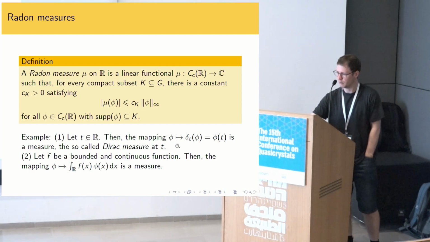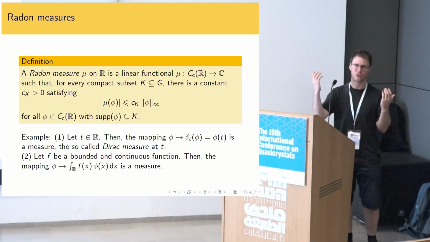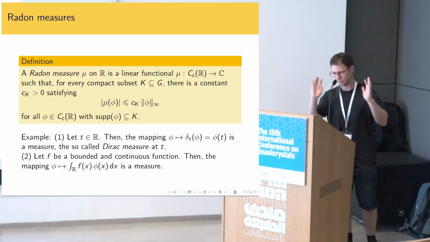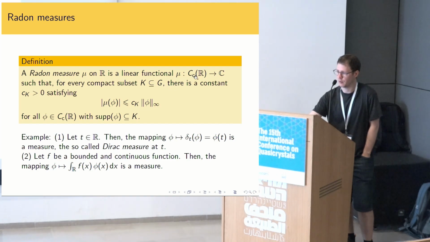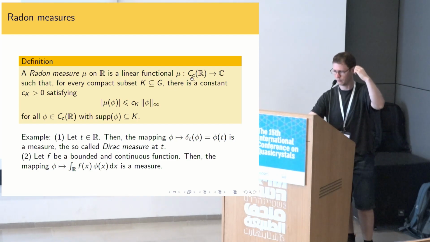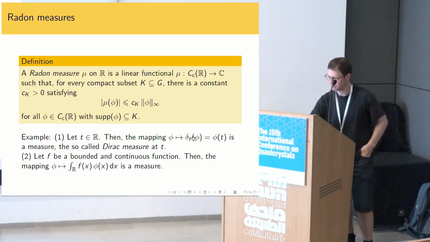So, one easy example. If t is just a real number, then we can take this delta t. What does it do? It takes the function phi and evaluates it at t. Now you can say, wait, this is just the Dirac distribution that I know. Yeah. The only difference is that I use different test functions. Here I take continuous functions with compact support, and for distributions they would usually be differentiable. But for all functions which are continuous, compactly supported and differentiable, this Dirac measure and the Dirac distribution do exactly the same.